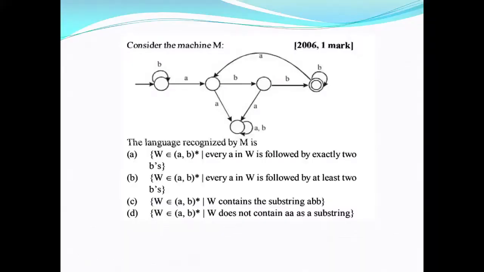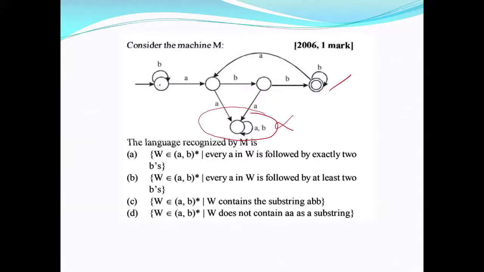Now look at this. The machine M is given, and the language recognized by M is what? If you look at this diagram, this is your final state, right? So if you reach the final state, you will accept the string. So what are the strings that will be accepted? From these two states, if you enter into this, you will never come back. This is a dead state, right? So the only thing that lets me reach the final state is from here to here.